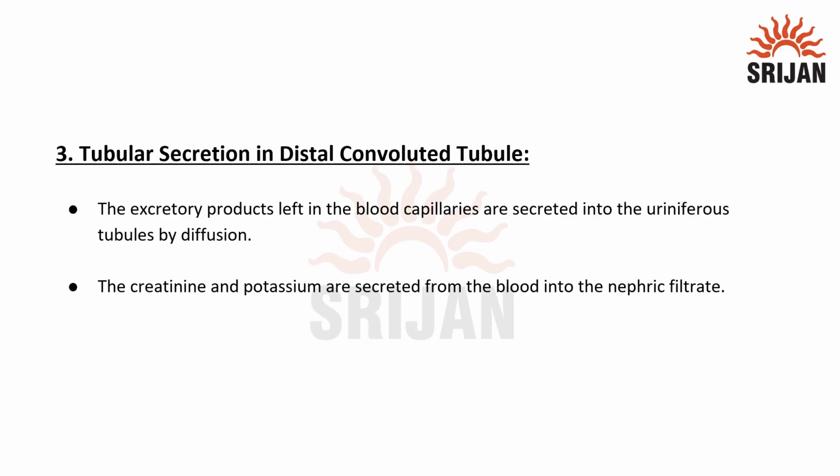The next step is tubular secretion in the distal convoluted tubule. The excretory products left in the blood capillaries are secreted into the uriniferous tubules by diffusion. The creatinine and potassium are secreted from the blood into the nephric filtrate.